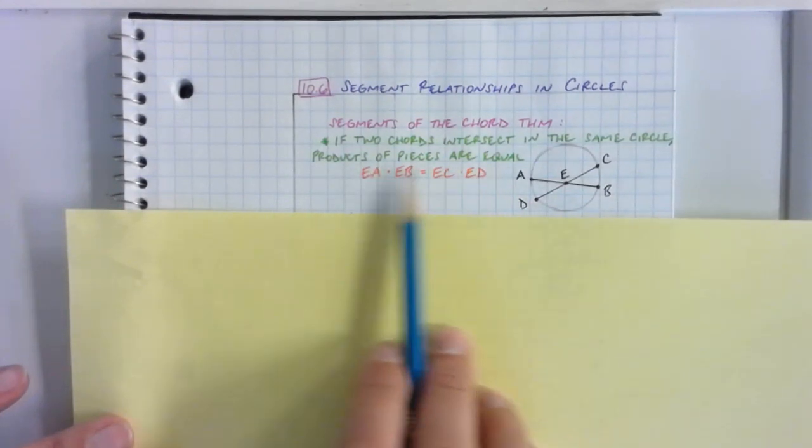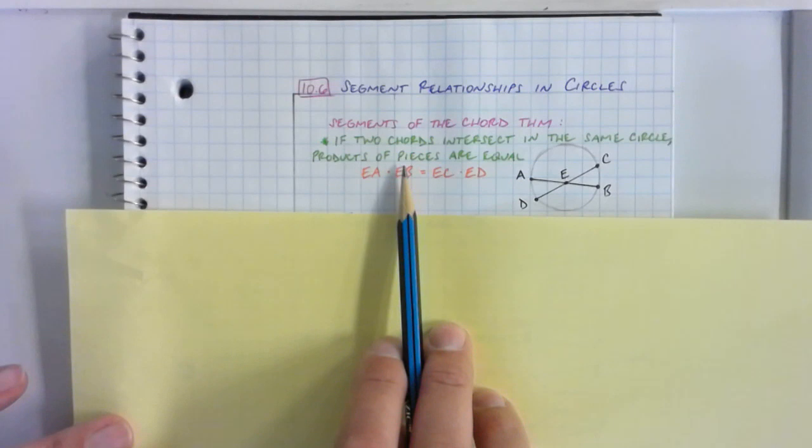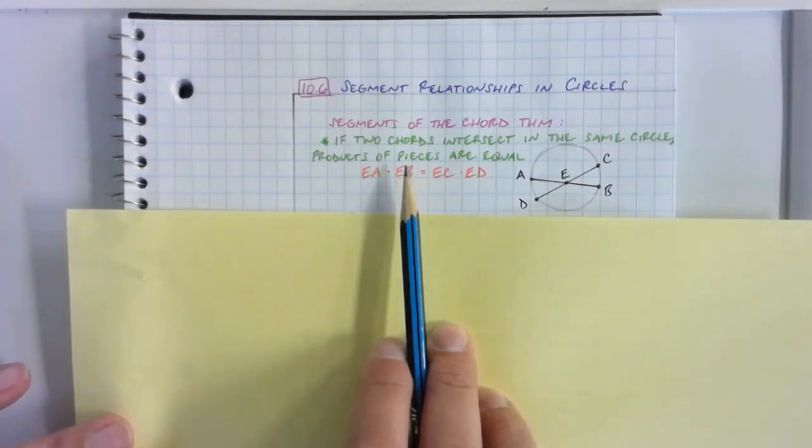Breaking down what that means, a product simply means the solution to a multiplication problem. When I'm talking about the product of their pieces, I'm basically multiplying together the lengths of the pieces of each chord. So what does that mean?